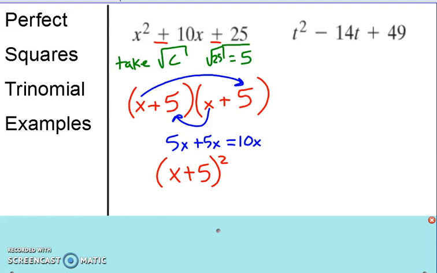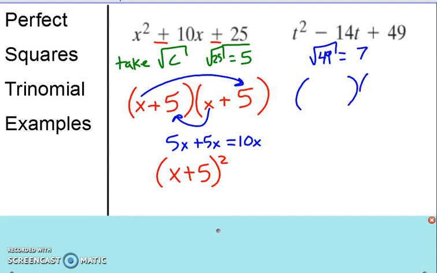All right. Then we have t squared minus 14t plus 49. That's the next example that we're going to go over. Okay, so obviously the square root of 49, our c. Oh, square root of 49 is 7.